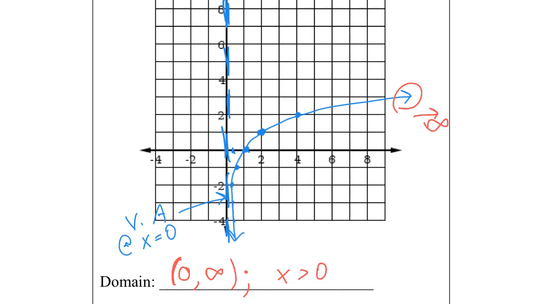Now range is usually where we have the restrictions, like stopping at 5 or stopping at -2. But let's look at this graph. This arrow points down forever, and this one is also going up forever. So the furthest bottom my graph will go is -infinity, but the highest it goes is also infinity. So range for this case is all real numbers. And that's that fancy little R symbol.